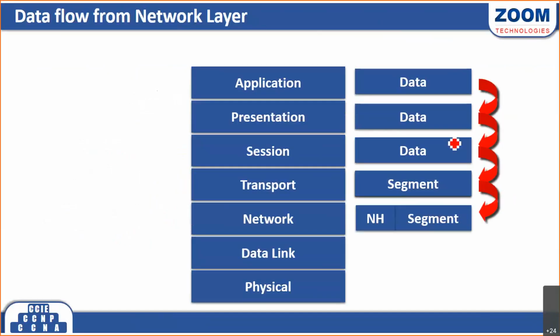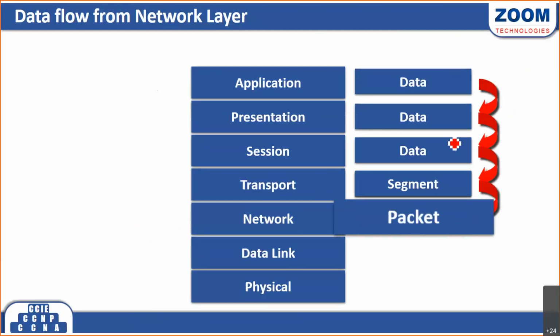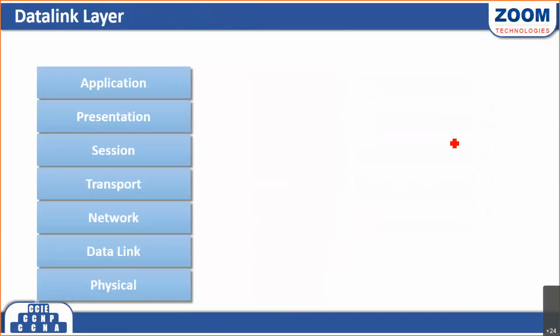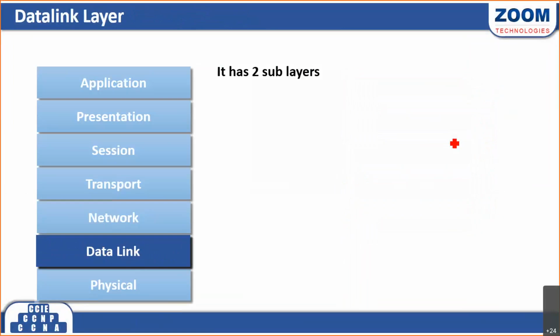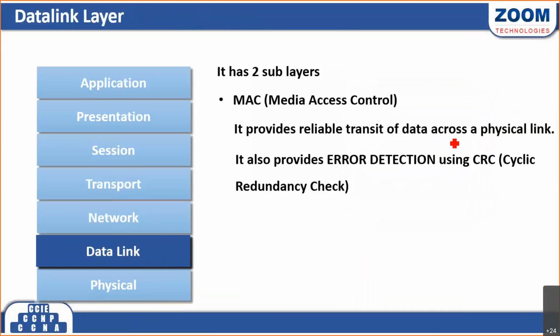Right. Next layer is a data link layer, which is layer 2. Majorly, data link layer responsibility is MAC address. So what data link layer will do, it provides reliable transit of data across a physical link. It also provides error detection by using a CRC, cyclic redundancy check.